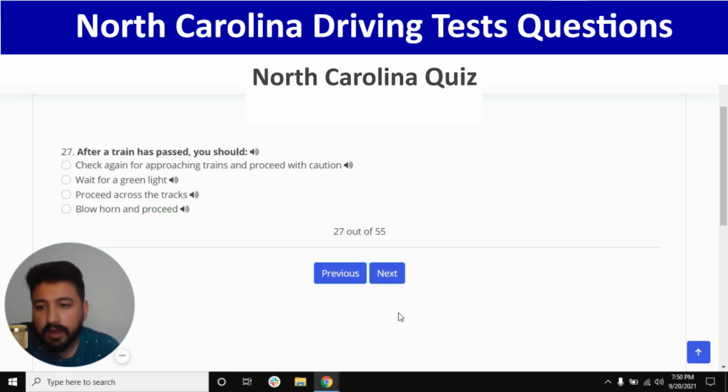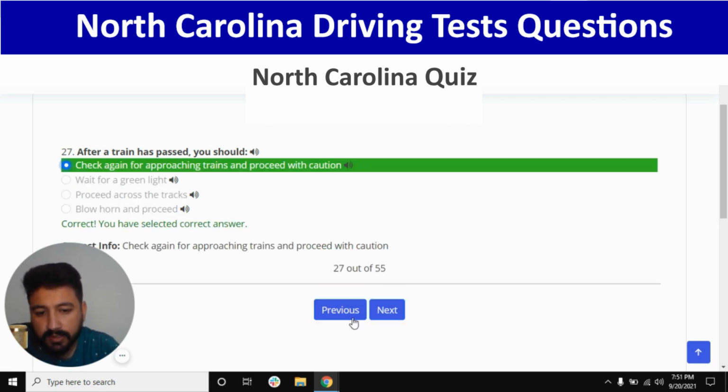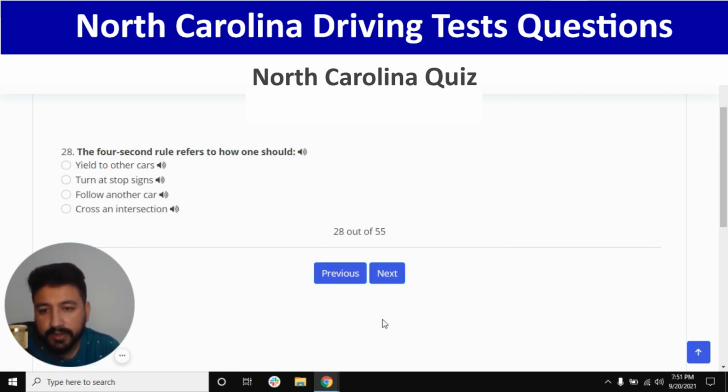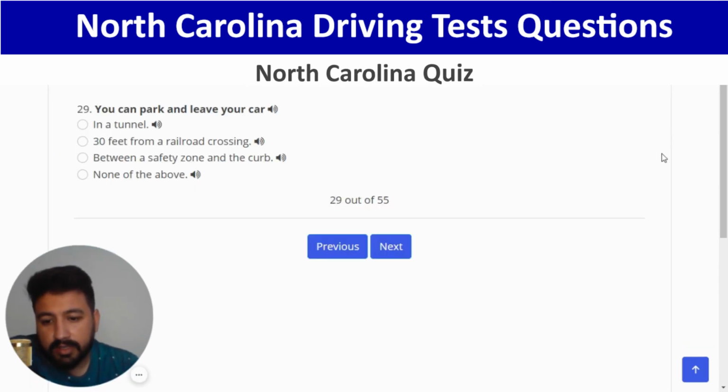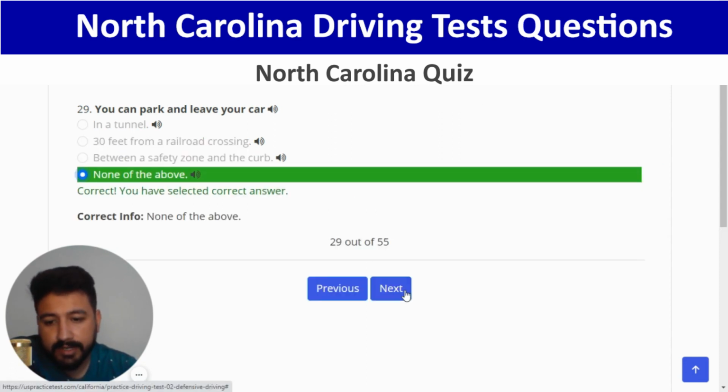And next. After a train has passed, the right answer is the first one, which is check again for approaching trains and proceed with caution. So, correct and next. 4 second rule refers to how one should. The right answer is the third one, which is follow another car. Next. You can park and leave your car. The right answer is none of the above. So I'm going to click on the last option and next.